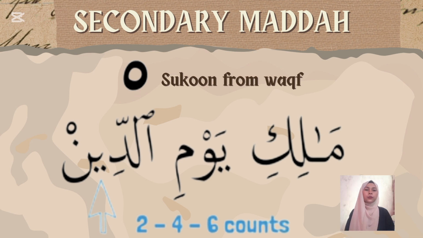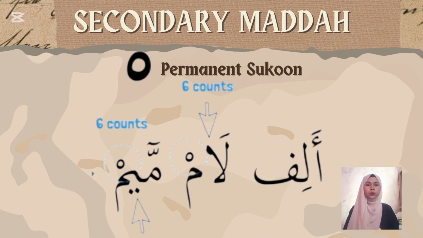Another time when we lengthen the mad is when you see a sukun after a long vowel. First scenario is when we create a sukun when it comes to the rule of waqf, which is stopping. We see a long vowel when we come to a stop, we change the last vowel to a sukun as per rules of waqf. If you see a long vowel followed by a sukun that we created, we lengthen it for 2, 4, and 6 counts. مالك يوم الدين.